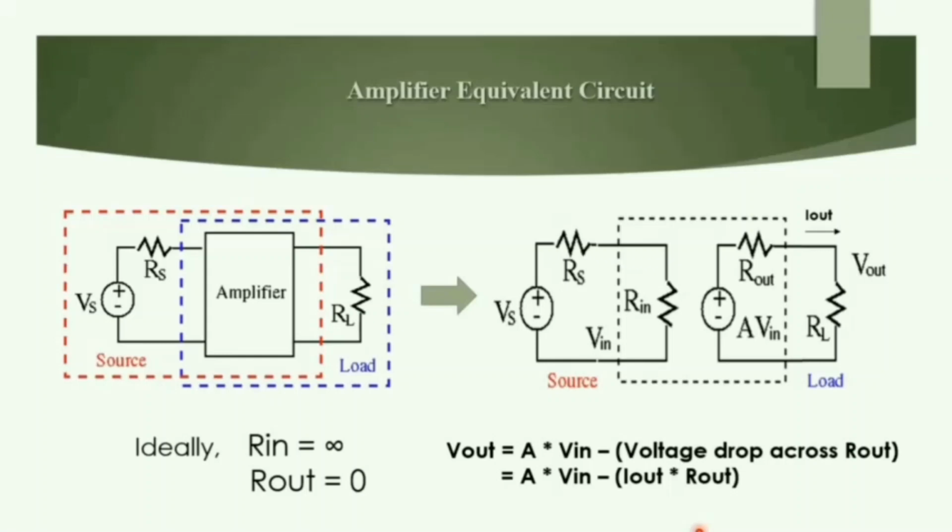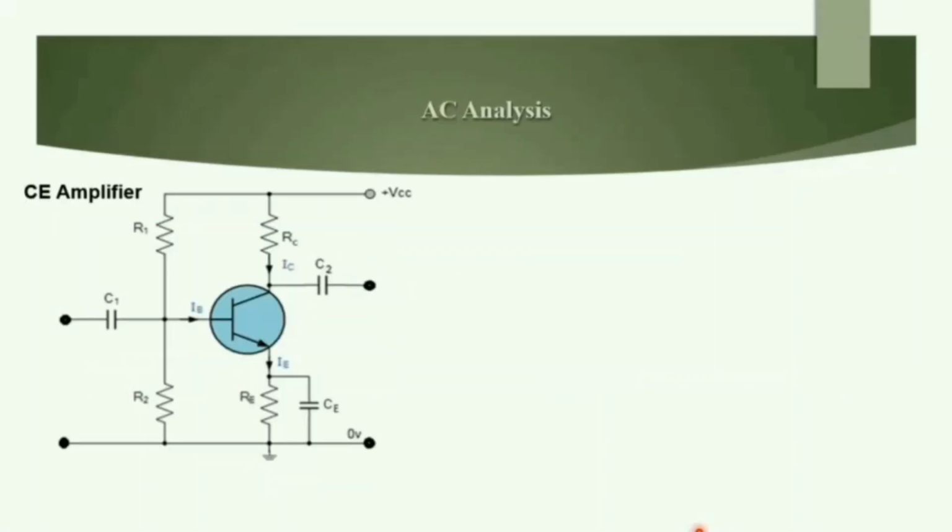Now let's find out the practical values of Rin and Rout. Generally, AC analysis is used to determine various amplifier parameters like voltage gain, current gain, input resistance and output resistance. Consider this CE amplifier circuit. Now, to carry out AC analysis, we replace DC source with ground. So in this circuit, if we replace this VCC with ground for AC analysis, then it will look something like this.